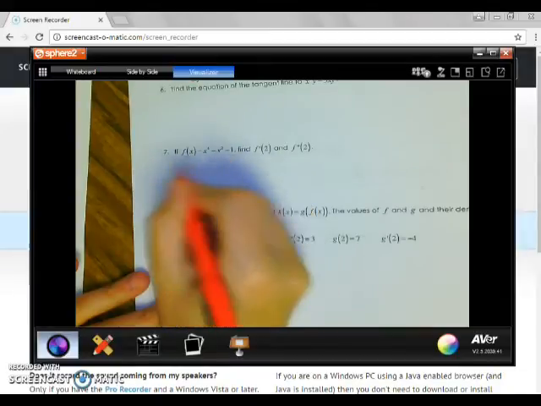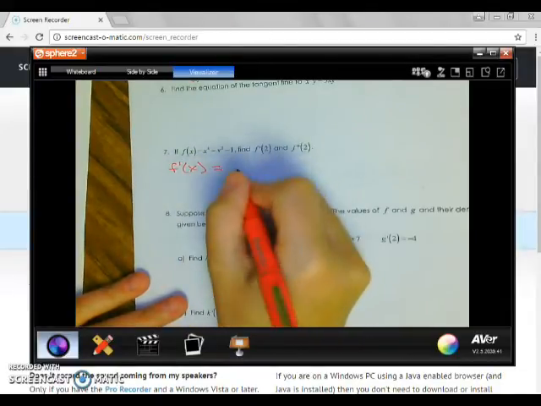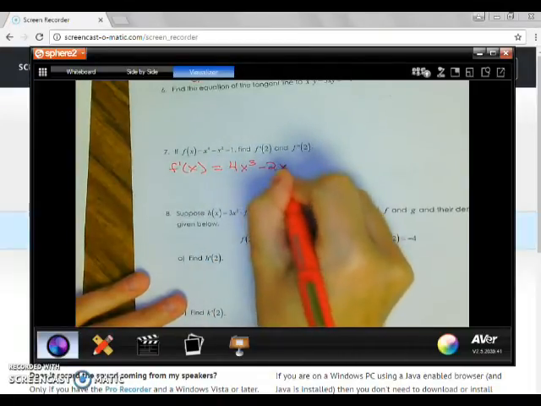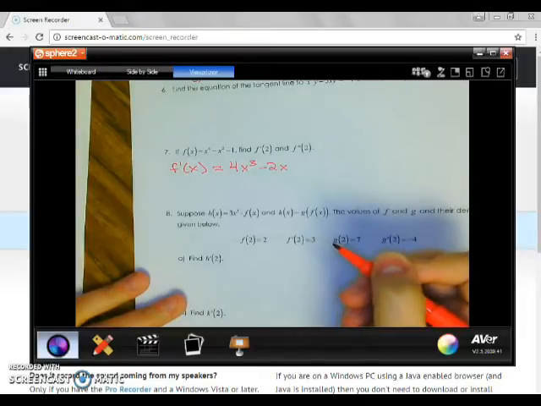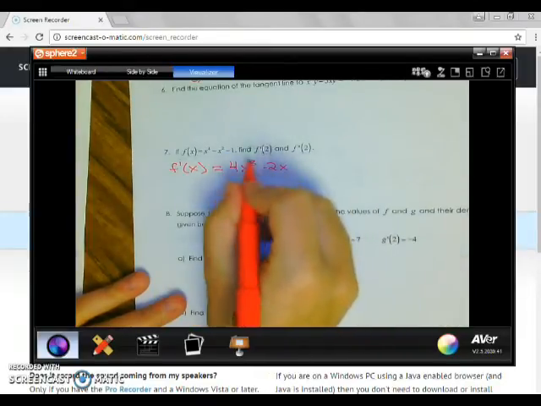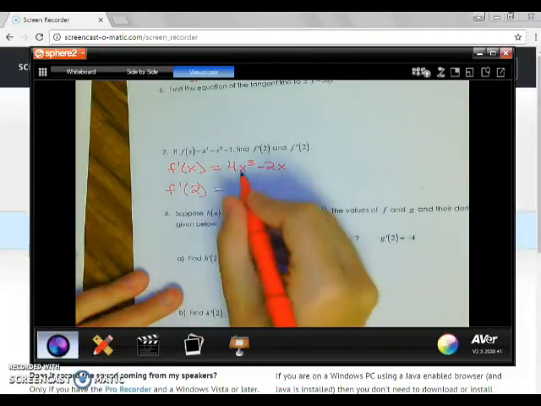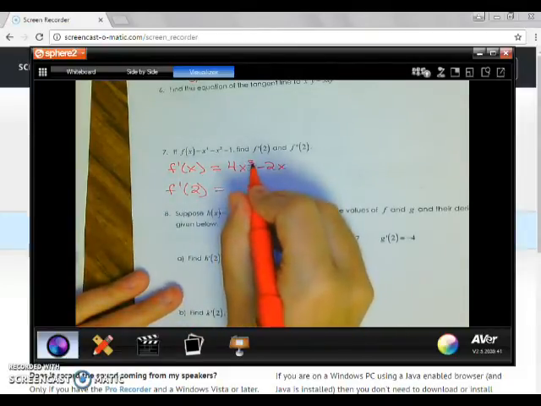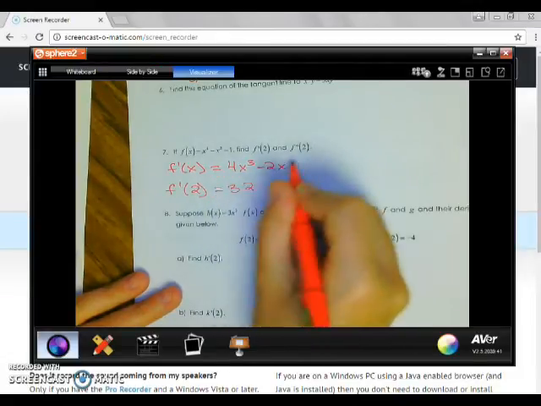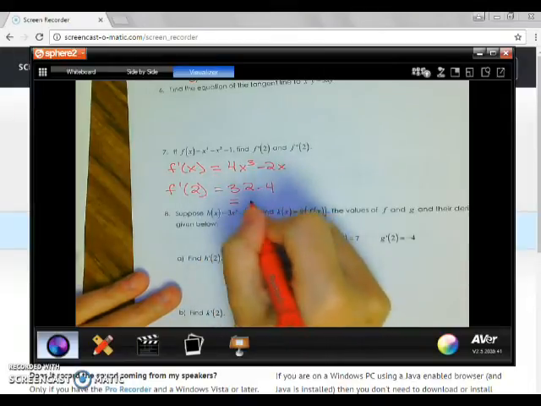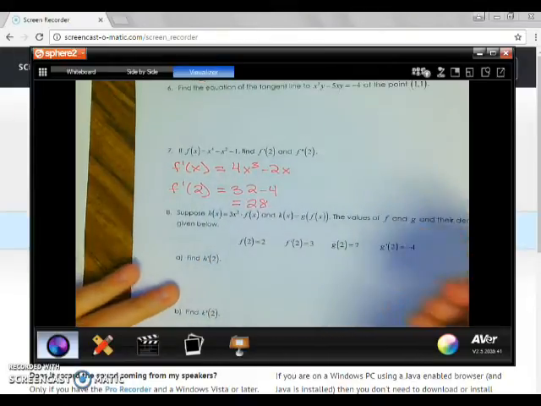So here, if this is your f of x, to find f prime of x, the derivative, this is straight power rule. So it's going to be 4x cubed minus 2x. There's your first derivative, and it was asking me to evaluate that derivative at 2. So to take that derivative and evaluate it at 2, I'm just plugging in 2. 2 cubed is 8. 8 times 4 is 32. And plug in a 2 there, I get minus 4. So my answer there is going to be 28.